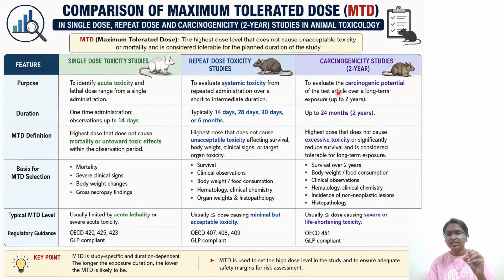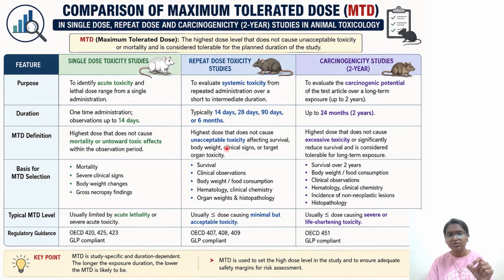In the case of cancer study, to evaluate carcinogenic potential of the test article for a long period, that is up to 2 years. Here, if you look into the duration, one-time administration, and the observation is up to 14 days. Here, typically 14 day, 28 day, or 90 day up to 6 months. Here, 2 year study. MTD definition. This is important. Important thing you have to know. Highest dose that does not cause mortality or untoward effects. You need to understand what these untoward effects are within the observation period.